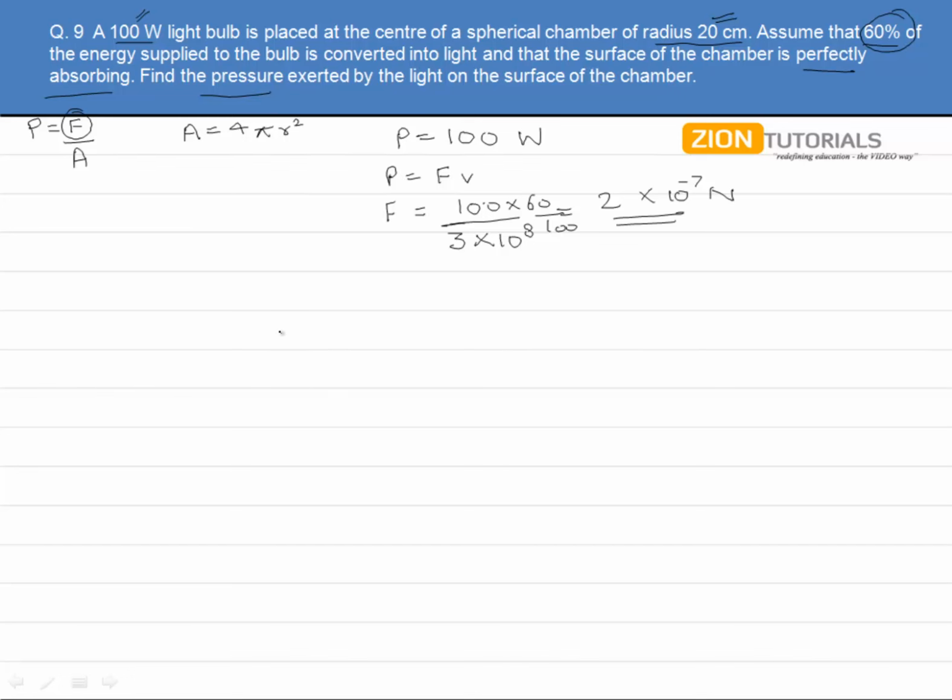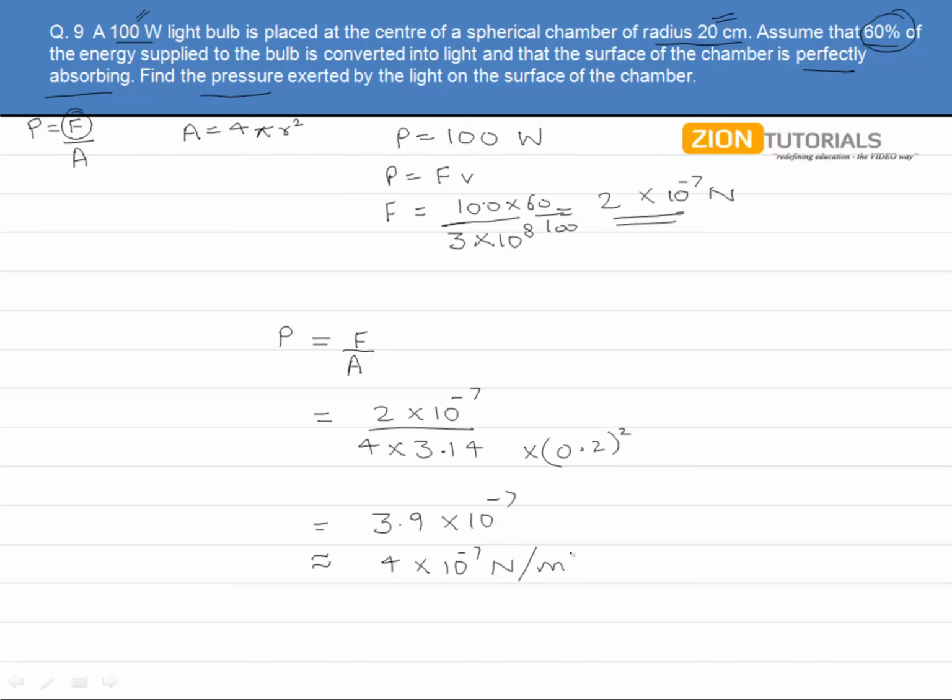So it's quite simple to calculate the pressure, and it will be simply force upon area. Putting the values, we will get 2 into 10 to the power minus 7 upon 4 into 3.14 into 0.2 whole square, giving us a value of 3.9 into 10 to the power minus 7, or we can say that it is approximately 4 into 10 to the power minus 7 newton per meter square.